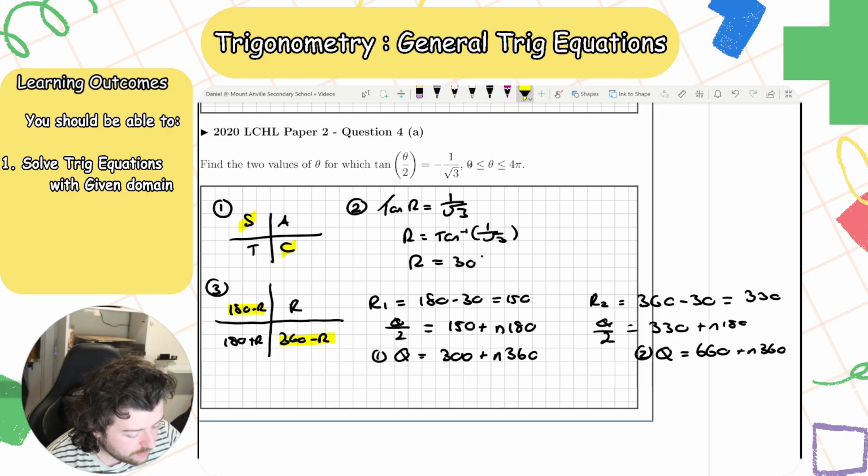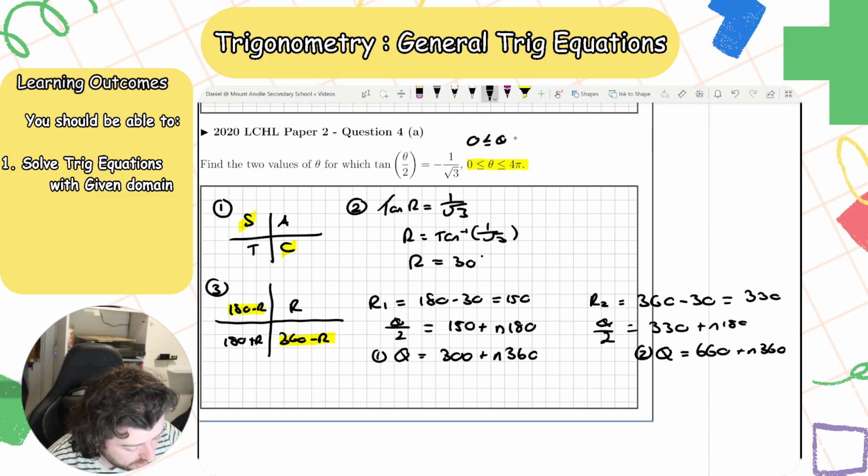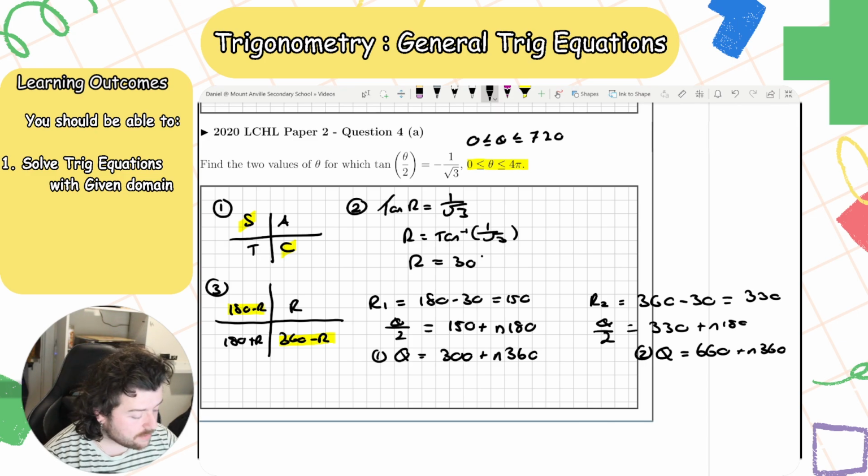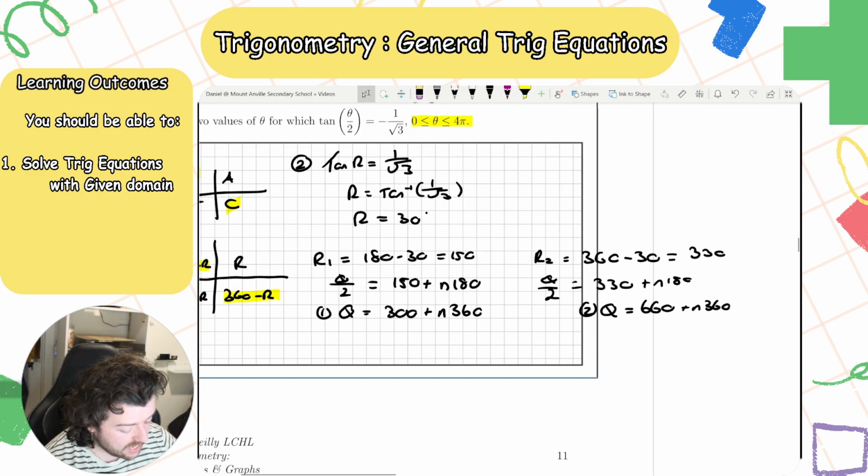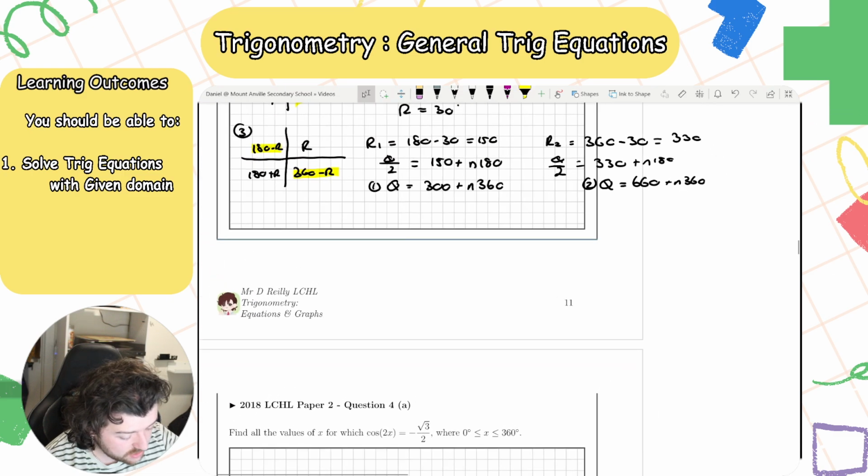So let's look at my domain here. Between 0 and 4 pi. So that's going to be between 0 and 720 degrees. So I'm dealing between 0 and 720. Now remember, we're going to have to convert to radians in the end. So let's find my two solutions first.